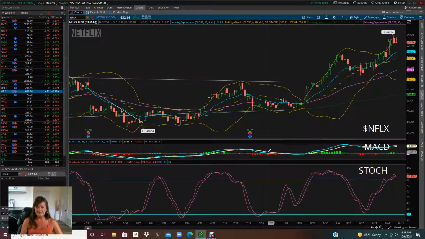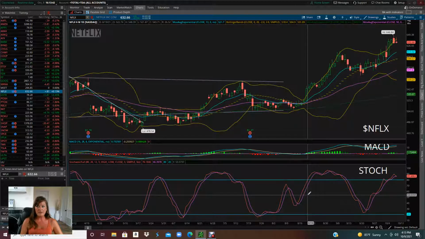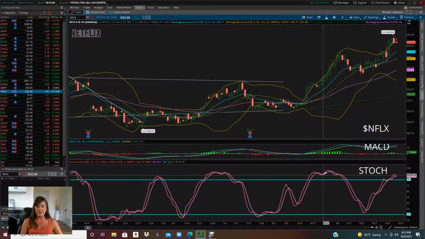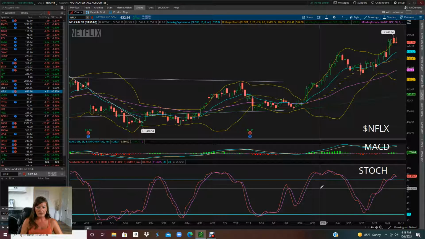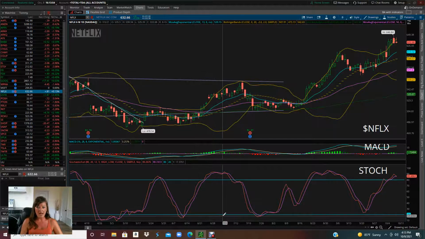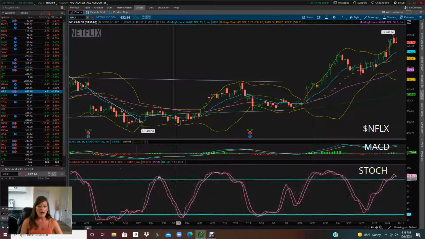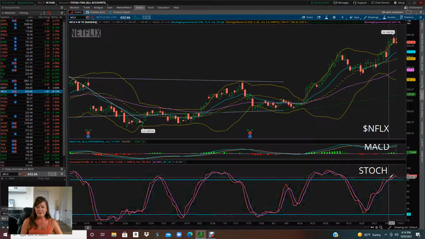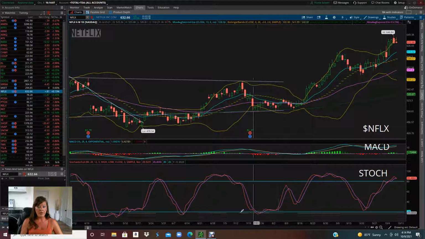I'm looking at Netflix, the daily six-month chart, and this is the stochastics down here at the very bottom. This top line is the 80 line, which I showed you in my parameters. This bottom line is the 20 line, which I showed you was part of my parameters. Above the 80 line is bullish momentum. Below the 20 line is more bearish momentum.